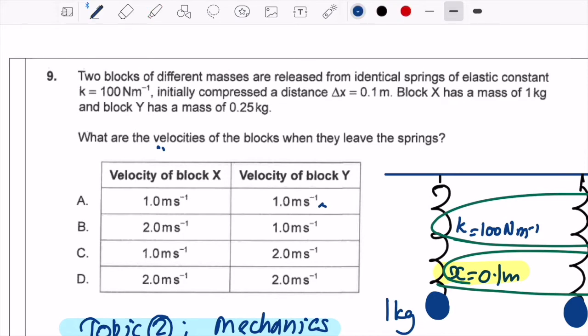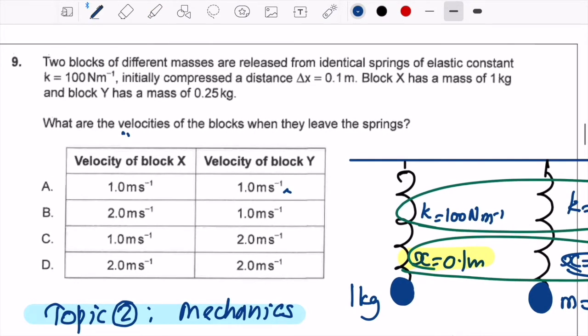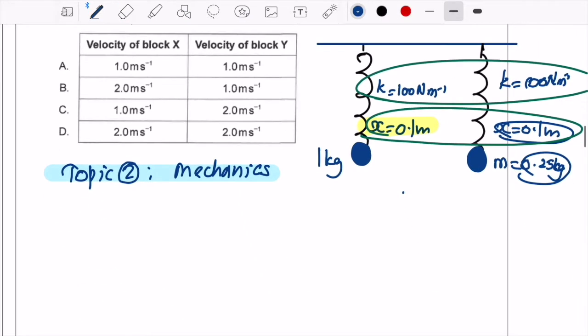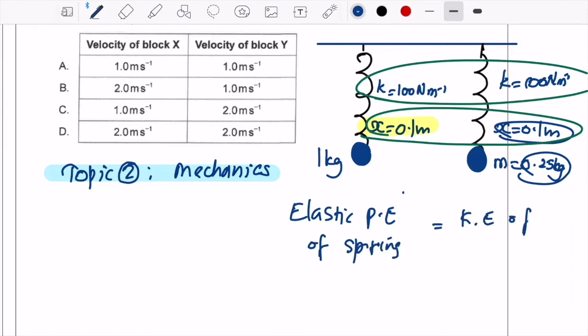2 blocks of different masses. This question seems very confusing, but again this is also conservation of energy. When you compress a spring, and that spring has elastic potential energy, which when you release it changes into the kinetic energy of a mass. So elastic potential energy of the spring changes into kinetic energy of the mass, right?